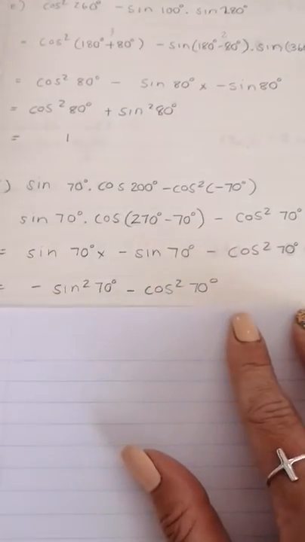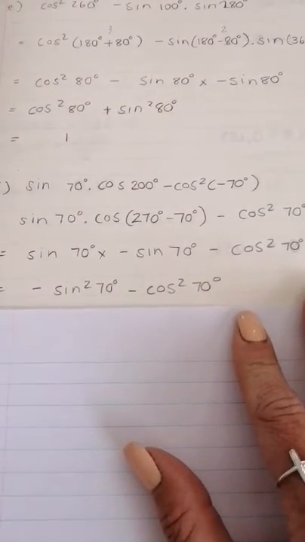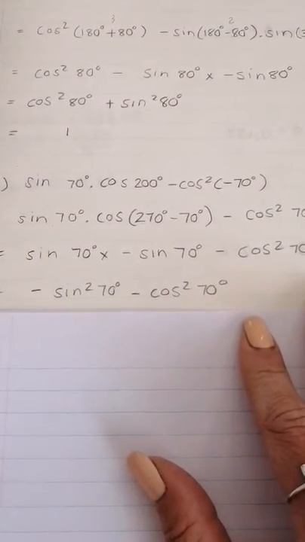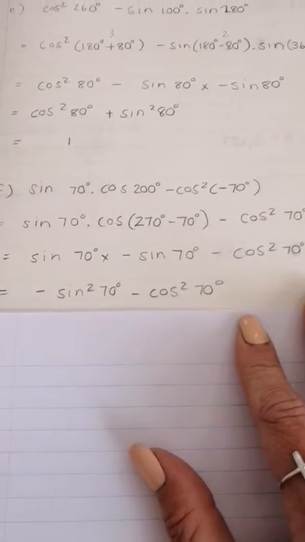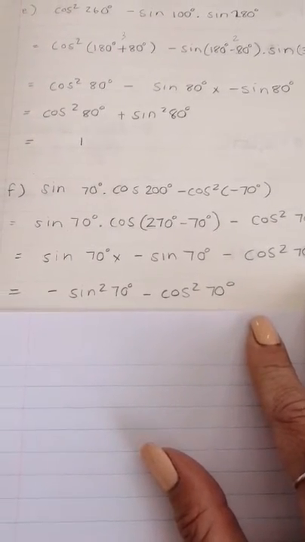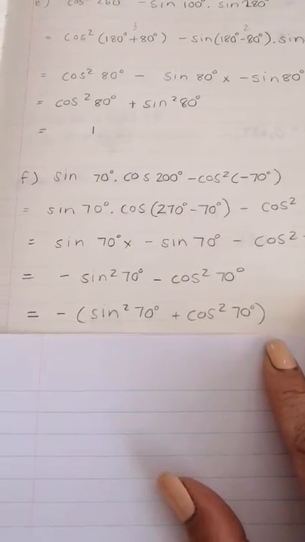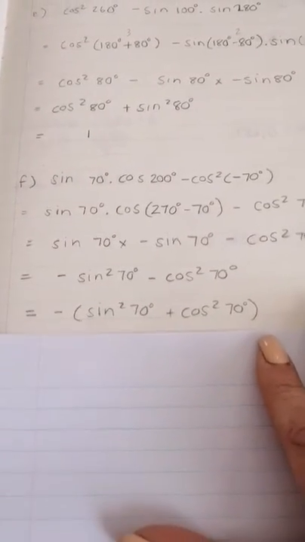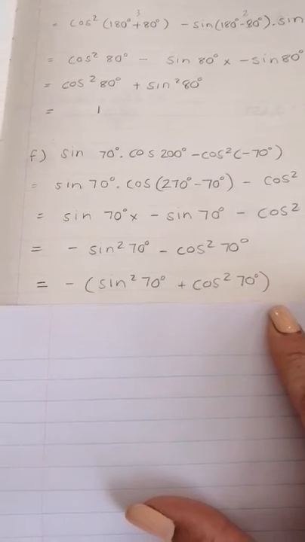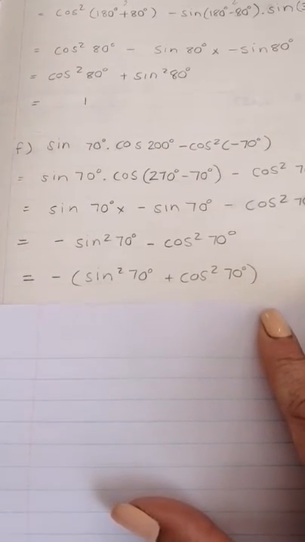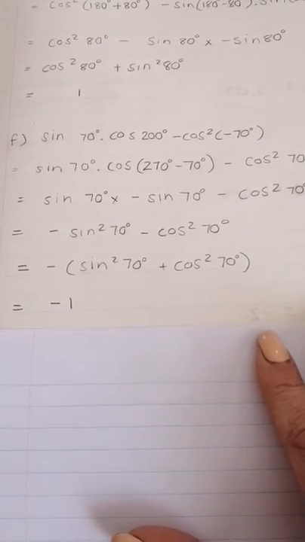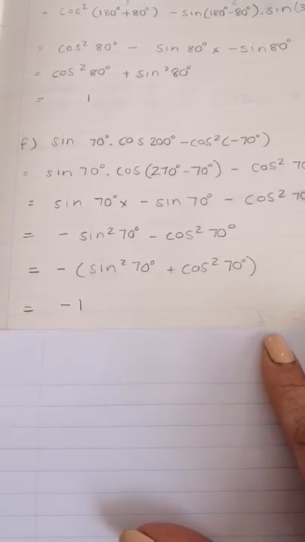So what happens now is I've got negative sin squared 70 minus cos squared 70. Now that's almost the identity, but not yet. But what I can do is I can take out a negative in common. And then I've got inside of the brackets sin squared 70 plus cos squared 70, and that is negative 1. Who got it right? Good.